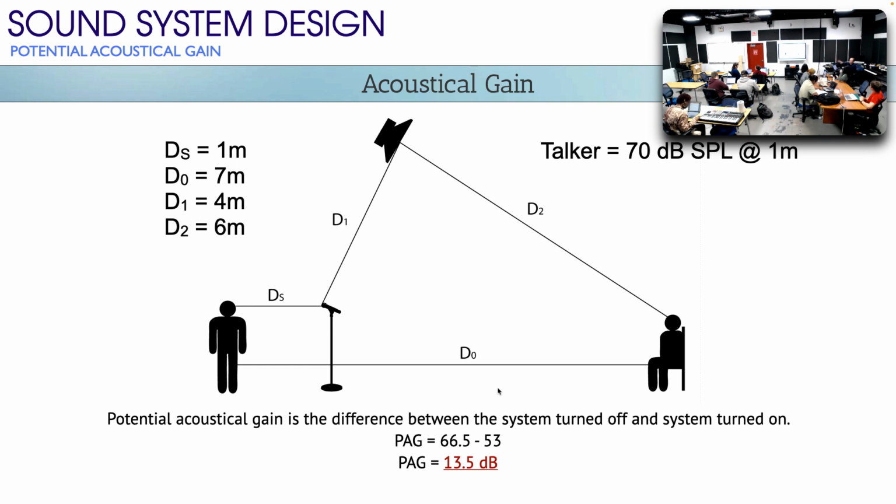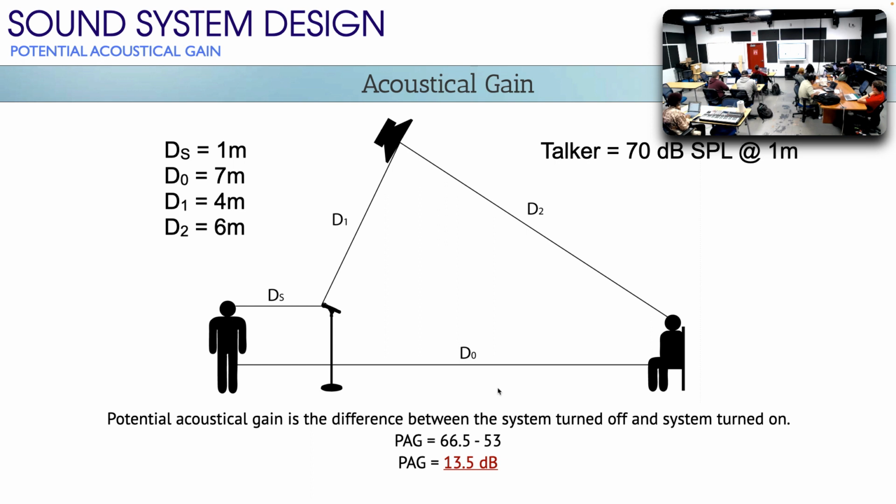Okay, so great. We can make 13.5 dB of a difference. That's actually not very good. If you don't have at least 20 dB of potential acoustical gain, you're not really doing much to earn your paycheck. Okay, 13.5 is not very good. So we'd like to make this more than that.